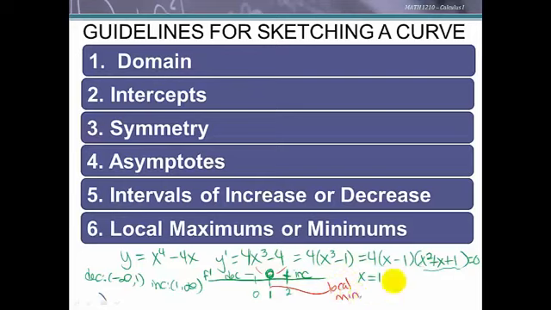I could find the point where this local minimum is if I take a 1 and I put it in the original function. If I put a 1 in, I'd have 1 minus 4. So at the point 1, negative 3, this function has a local minimum.